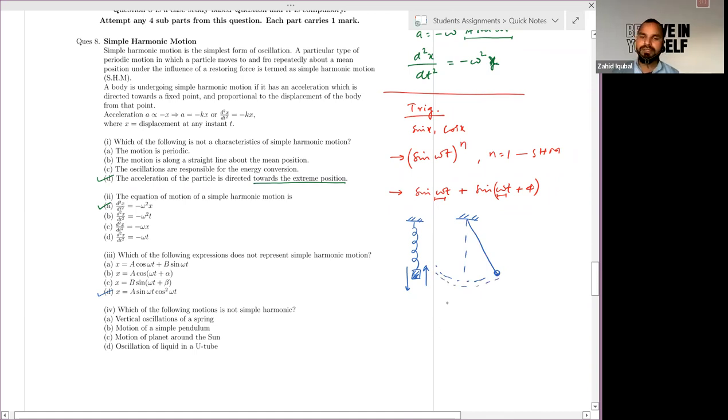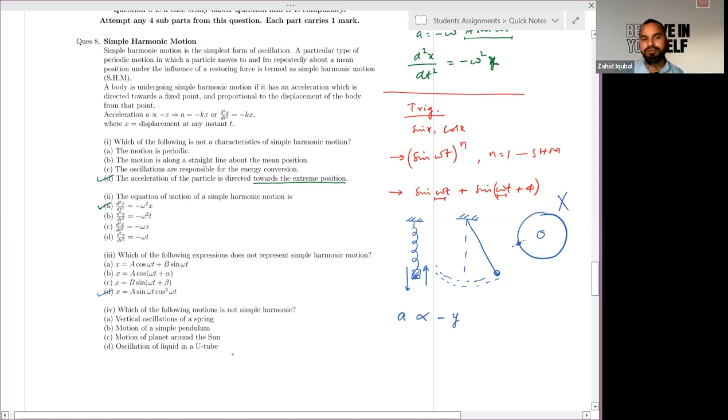Motion of planet around the sun. For a particle to be in SHM, the acceleration of the particle must be directly proportional to displacement with a negative sign. It means it should always be accelerated towards its mean position. But in case of circular motion, there is no mean position and there is no acceleration directed towards a mean position. So this particular circular motion will never be SHM.